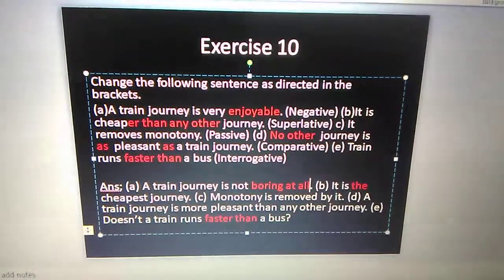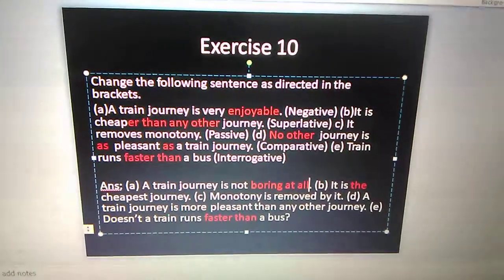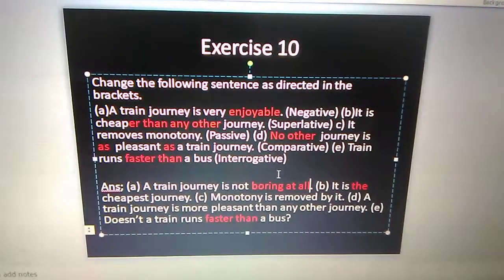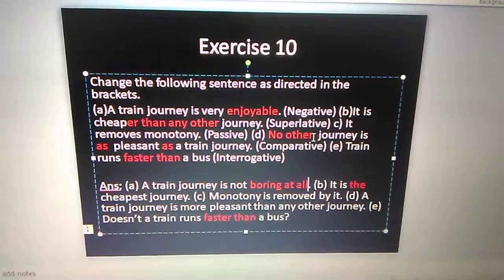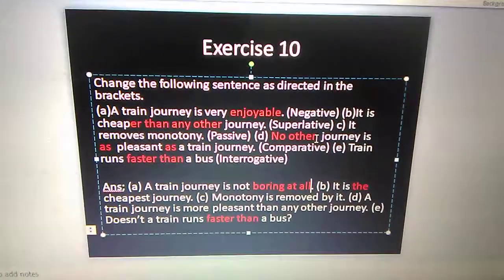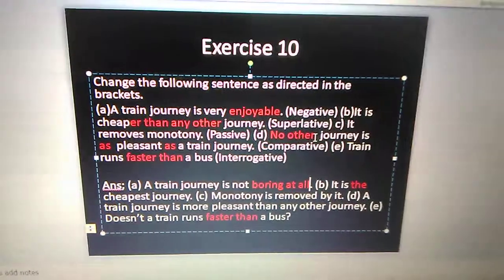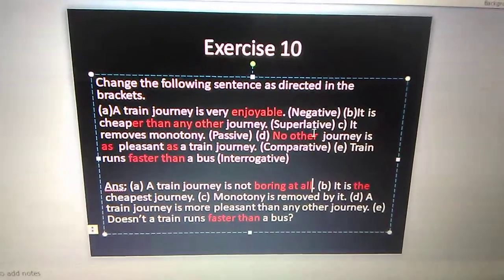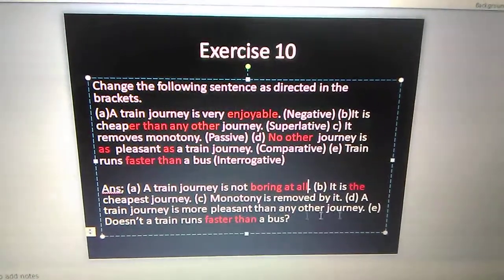A train journey is more pleasant than any other journey. No other journeys, it is done. We have done like this one. So I already told you, you have to keep in your mind what you have to delete or eliminate, and what you have to add newly, when you are changing the degree. So "no other" you have to eliminate, "as" you have to eliminate. Okay, then you have to start in that way.